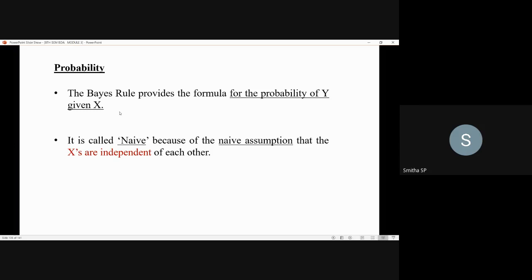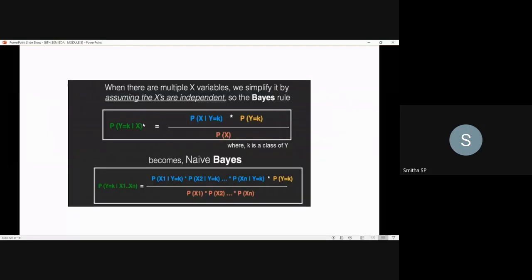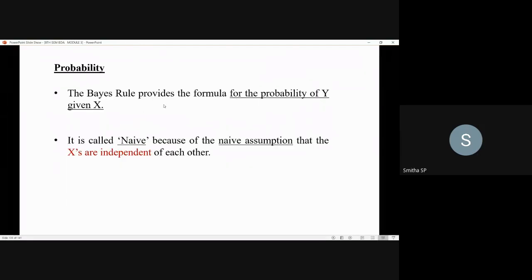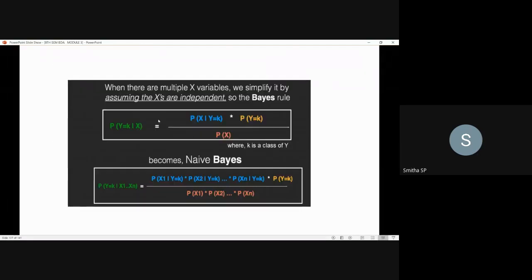It's the most powerful formula we will be using for the computation of probability, more powerful compared to the Bayes rule. So this is about probability. Now for this probability, this is the Bayes rule which you can observe here in the computation. And from this Bayes rule, when we make the x variables independent, we will get naive Bayes.